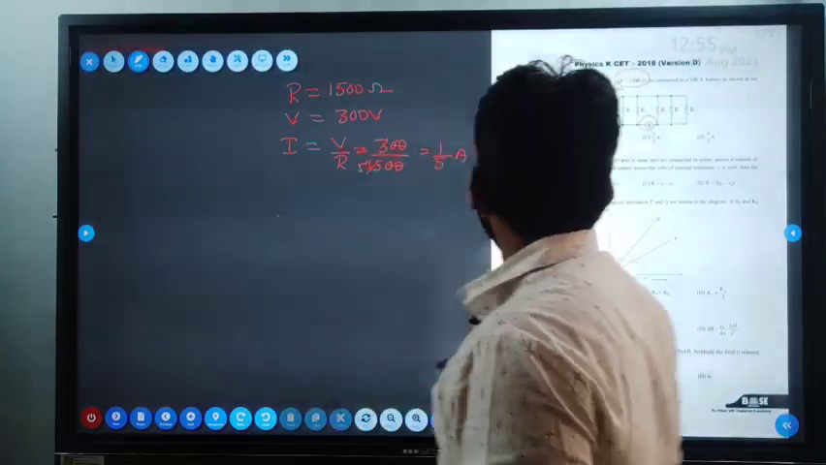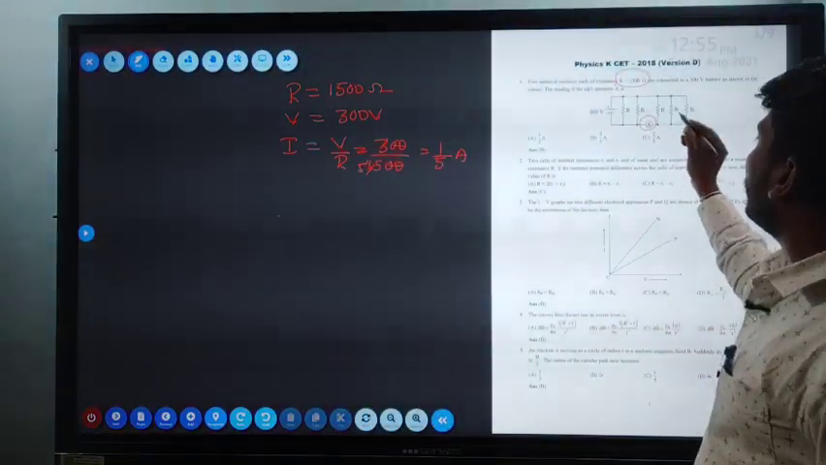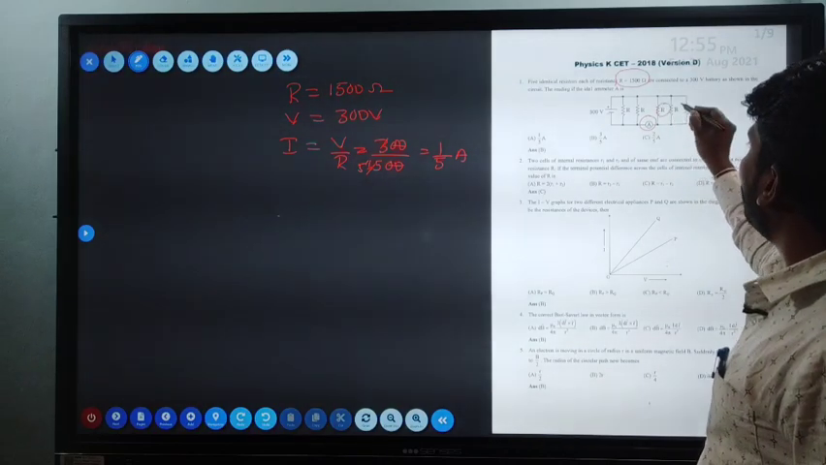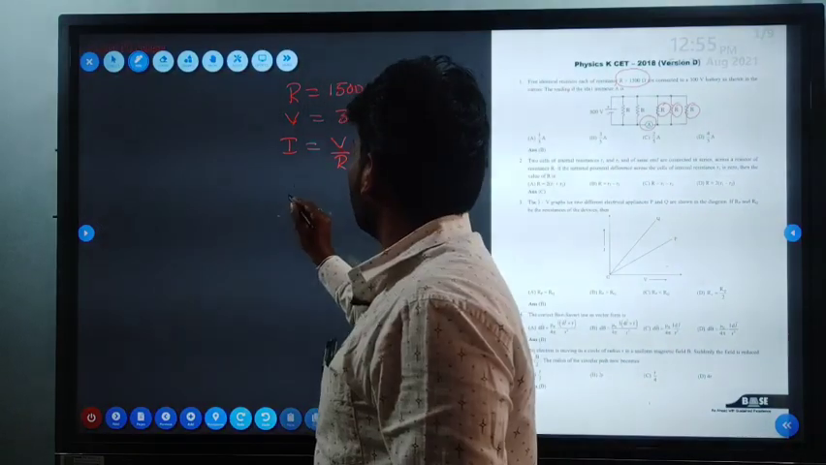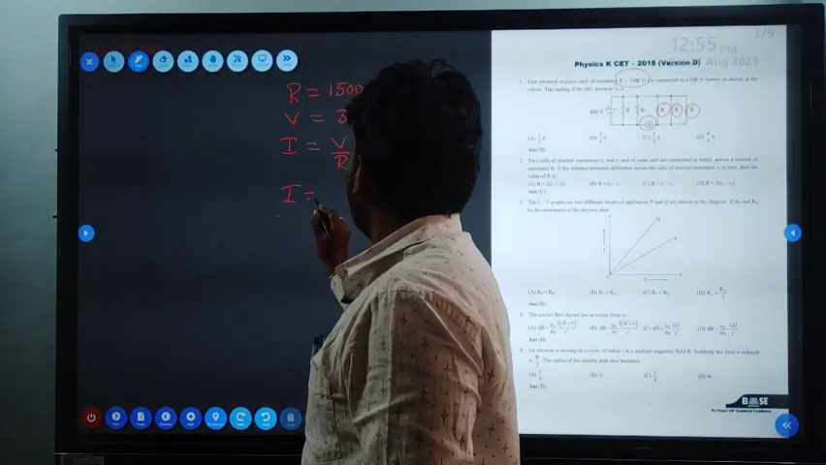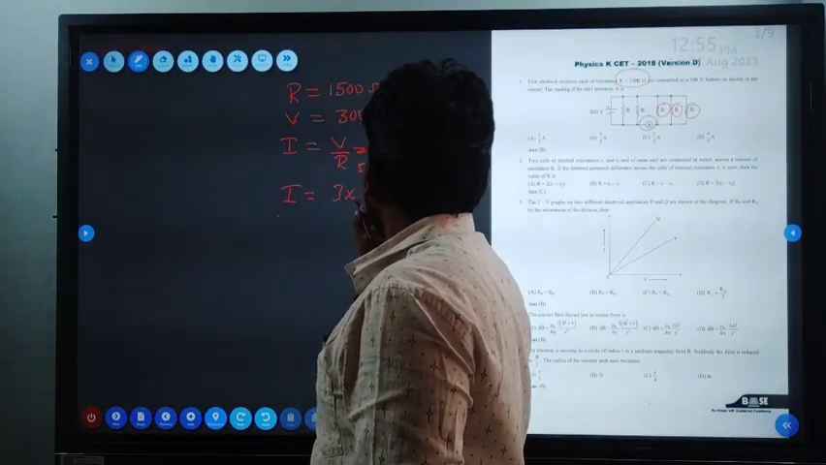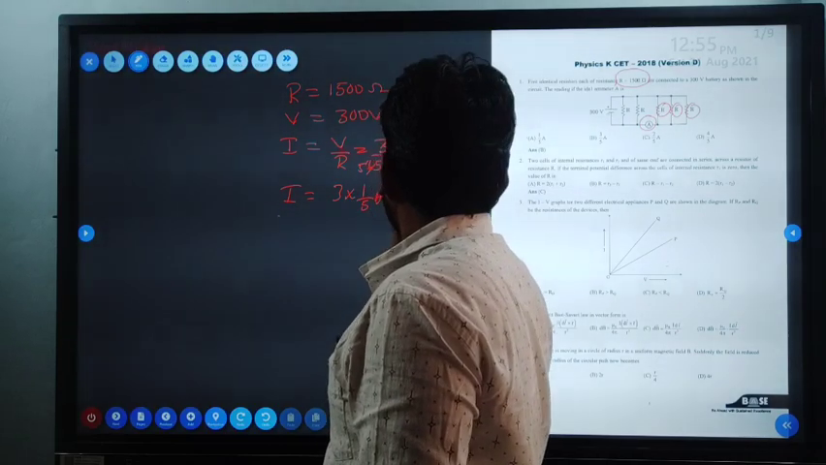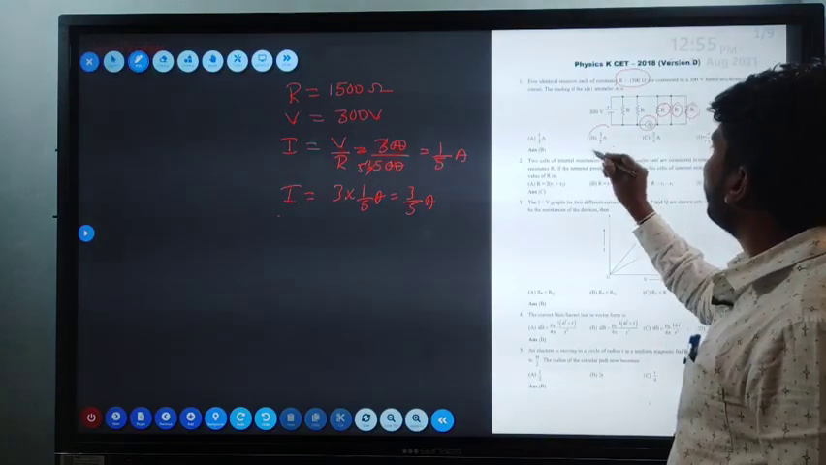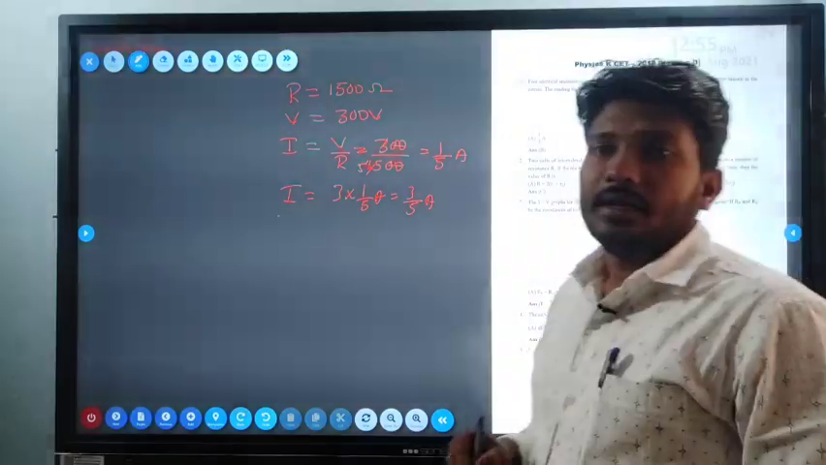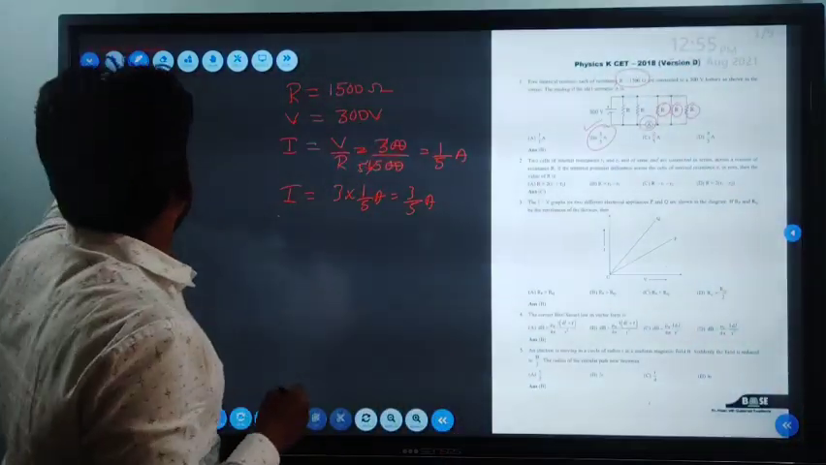Then here, on the right side of the ammeter, how many resistors are there? 1, 2 and 3. Three resistors are there. So the current I is equal to 3 into 1 by 5 ampere, and in the options 3 by 5 ampere is there. So the second option is right. Then we'll go for the next one.